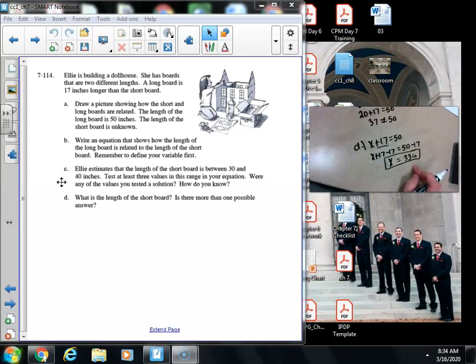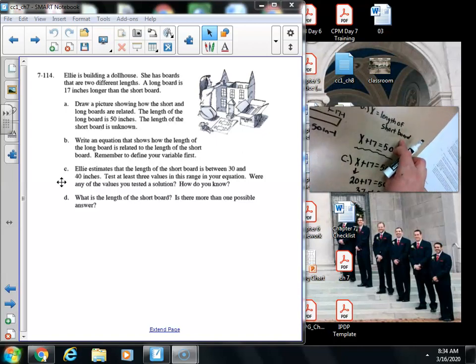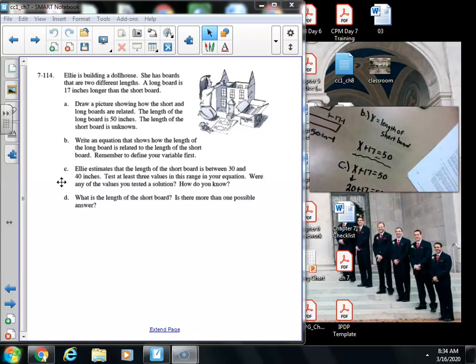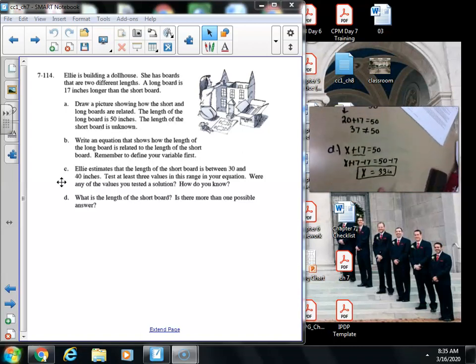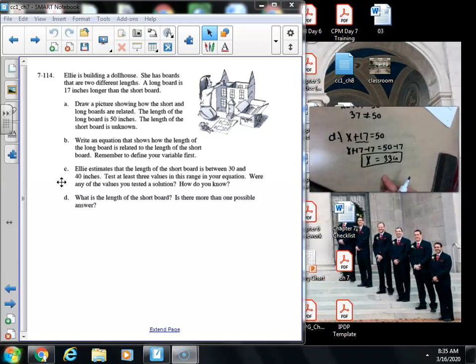And what did we say x was equal to? The length of our short board. So the answer to our question is that our short board is actually 33 inches, and our long board, which was given, was 50 inches. Is there more than one possible answer? No. Only one number can be plugged in here to make this a true statement. And we found out using inverse operations that that answer is 33 inches.